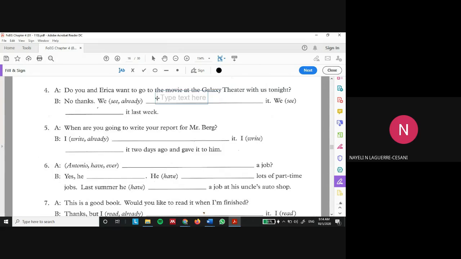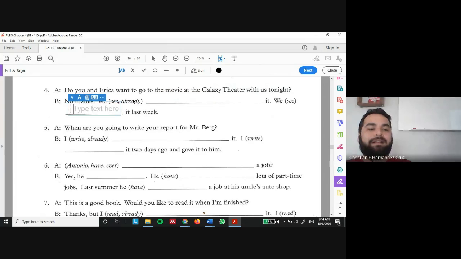Una pregunta, ahí se cambia el verbo a pasado, decía so. Yes, en este caso sí. But what about this first blank? Recuerden que este está en simple past because this is specific. Dice last week. This one is not specific, so this one has to be present perfect.